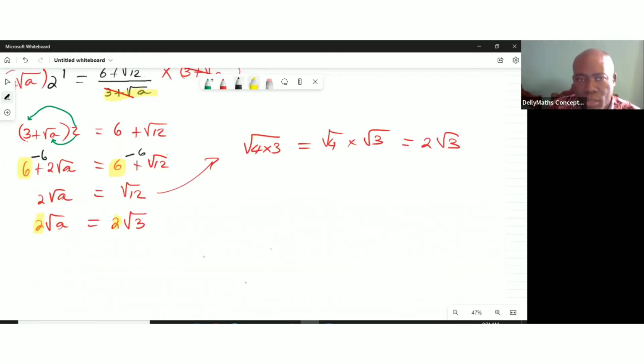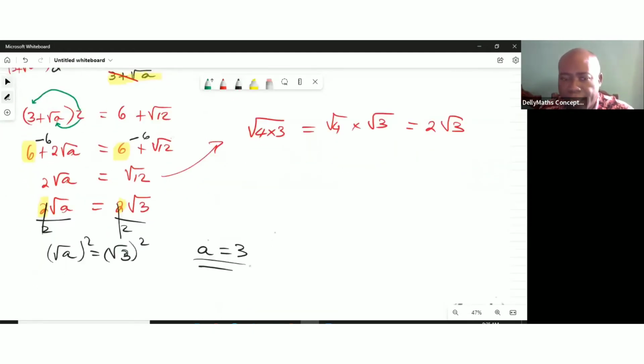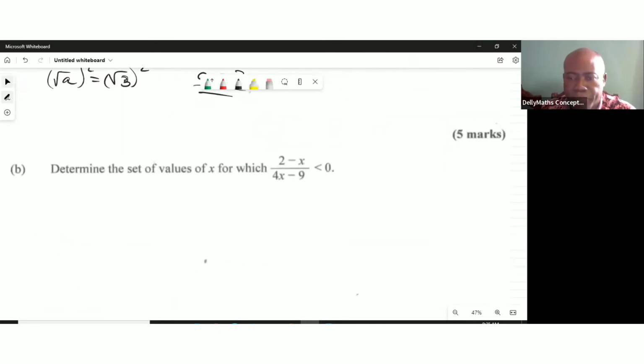I want to divide both sides by 2. Dividing both sides by 2, the 2s cancel. So I'm left with the root of a equals the root of 3. If you square both sides, then we're left with a equals 3. There we go. So a is equal to 3 in this case. All right, let's go on to the next question.